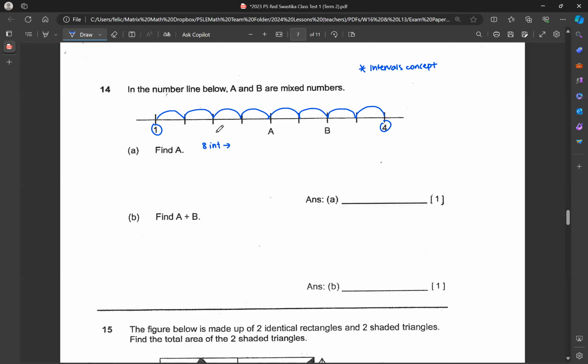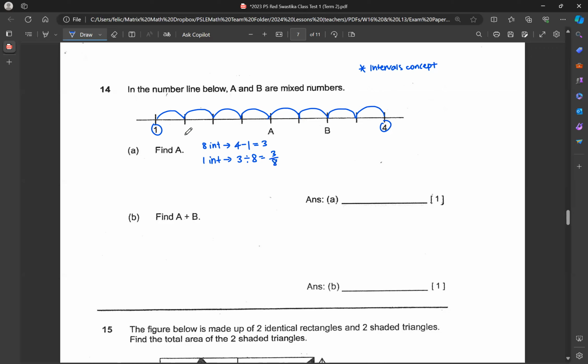So to find 8 intervals value, you have to take the difference between the two numbers here. 4 minus 1, right? Which is a 3. Now, subsequently, you can work out the value of one interval first. So this will be very helpful. This one interval will subsequently help you solve towards A and B. Okay, so to find one interval means you have to take your 3 divided by 8, which in this case, just leave it as a fraction, 3 over 8.